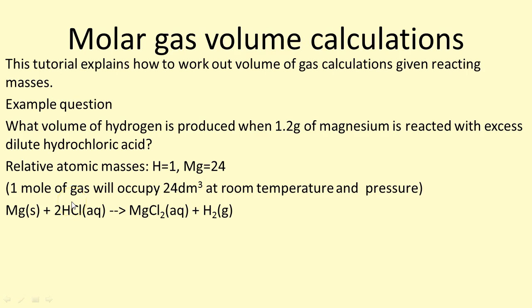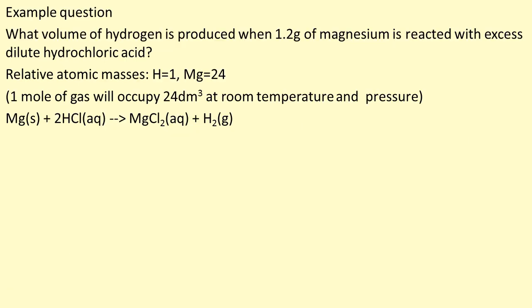This tutorial explains how to work out volume of gas calculations given reacting masses. What volume of hydrogen is produced when 1.2 grams of magnesium is reacted with excess hydrochloric acid?